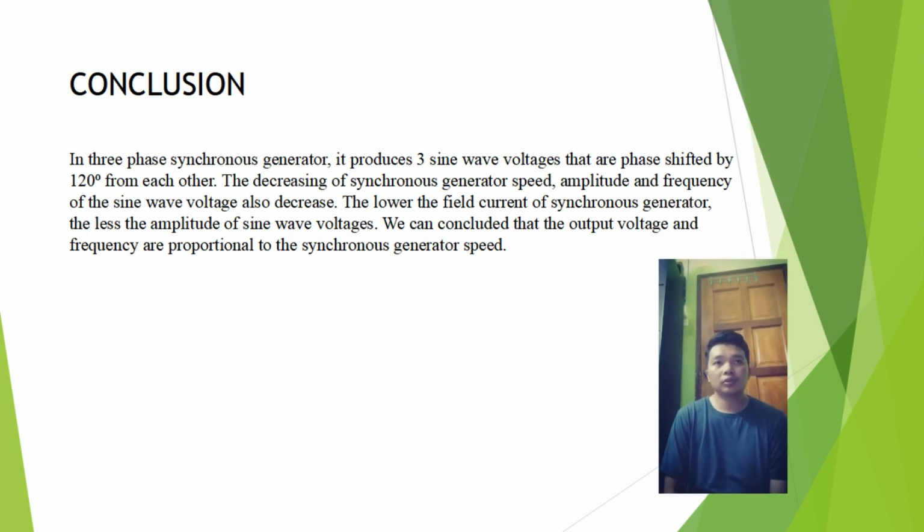So in our conclusion, a three-phase synchronous generator produces three sine wave voltages that are phase shifted by 120 degrees from each other. When the synchronous generator speed decreases, the amplitude and frequency of the sine wave voltage also decrease. The lower the field current of the synchronous generator, the less the amplitude of the sine wave voltage. We can conclude that the output voltage and frequency are proportional to the synchronous generator speed.